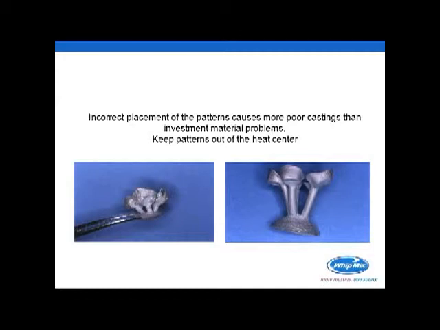Now on the right-hand side, you'll see a fairly large button, but compared to the mass of the material that is in our patterns, we're pretty well balanced. And we have nice sprues, and you can see from the surface of the sprues and the surface of the patterns that this casting went very well. It was planned out well in the ring.